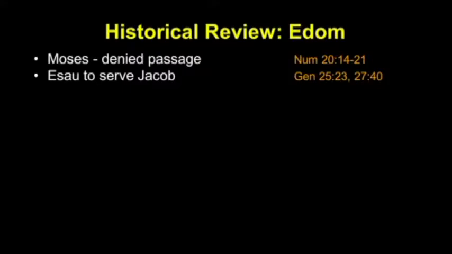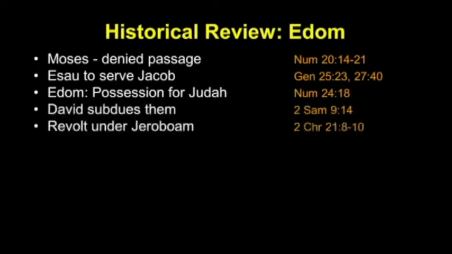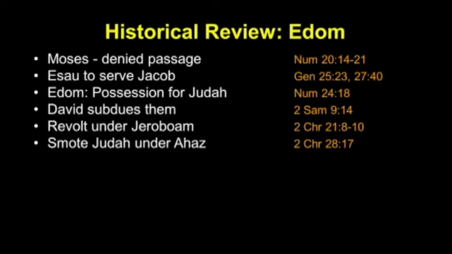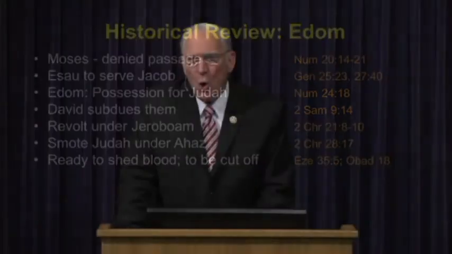We know from prophecies in Genesis 25 that Esau is destined to serve Jacob. And I'm sure that bothers him. Edom was a possession for Judah in Numbers 24. David subdued Edom in 2 Samuel 9. There was a subsequent revolt under Jeroboam in 2 Chronicles 21. They smote Judah under Ahaz in 2 Chronicles 28. There's a whole history of tension, obviously, and readiness to shed blood and to be cut off and so forth. The whole book of Obadiah, it's a little book, but it's all about the judgments that will come upon Edom. And the attribute of pride to Edom is in Jeremiah 49, Amos 1, and lots of other places.